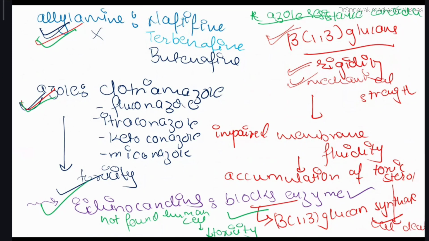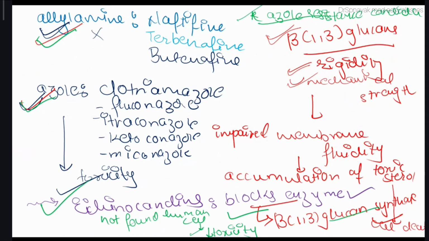Over azoles and allylamines, it blocks the enzyme glucan synthase, which is not found in human cells. Ultimately, it reduces the toxicity. Also, it can be used in azole-resistant Candida species, those Candida species which are resistant to the azoles. So it has an advantage over the azoles and the allylamines.